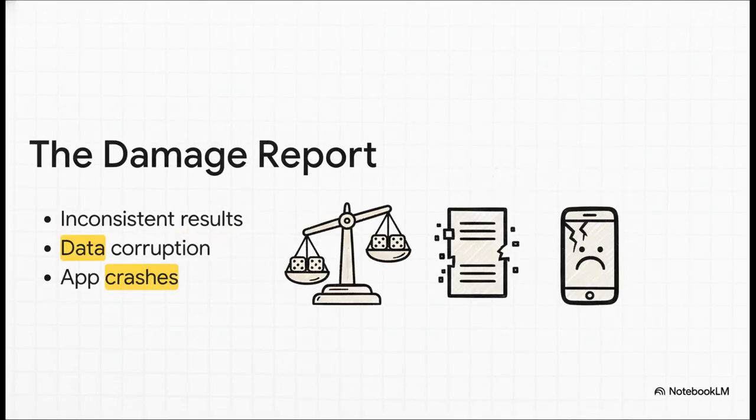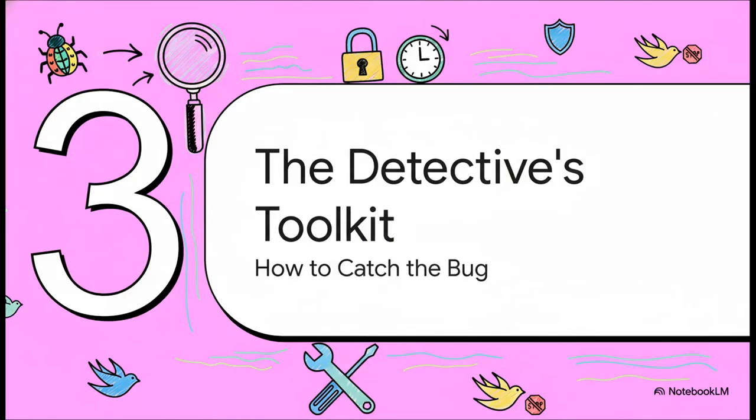And make no mistake, the damage this bug can do is serious. We're not just talking about a number being off by 1. This can lead to completely mangled data, users seeing totally wrong information, and in the worst-case scenarios, those weird, unpredictable app crashes that tank your App Store reviews and drive you crazy. All right, enough about the problem. Let's talk about solutions. How do we, as the bug detectives, catch this thing and stop the crime from ever happening? It's time to open up our toolkit.